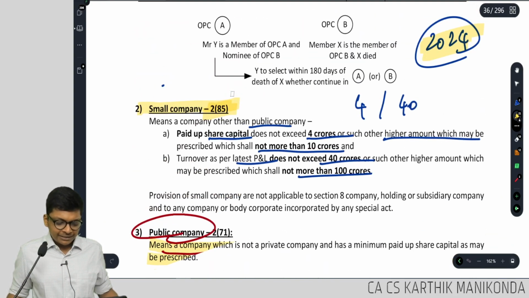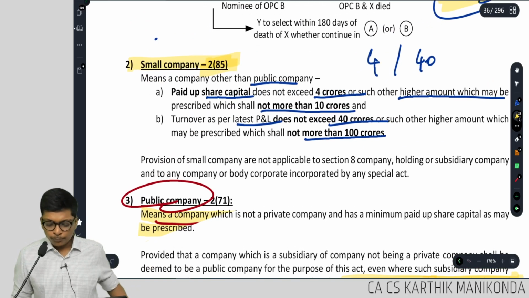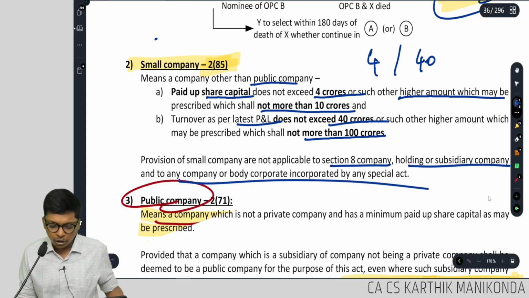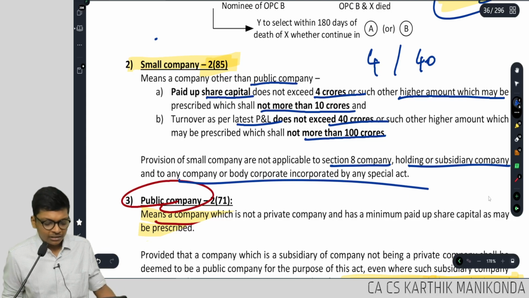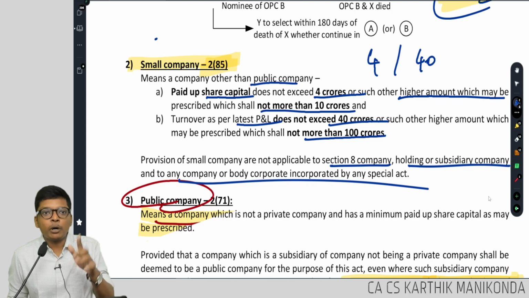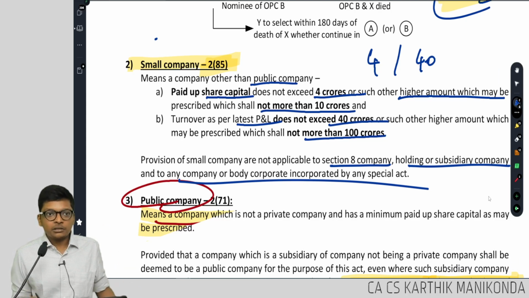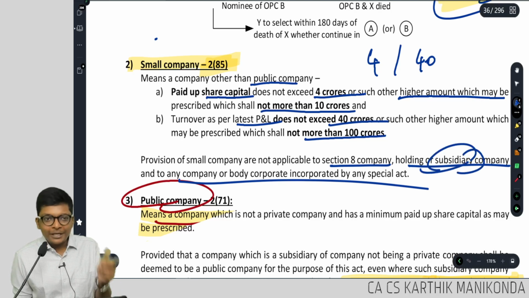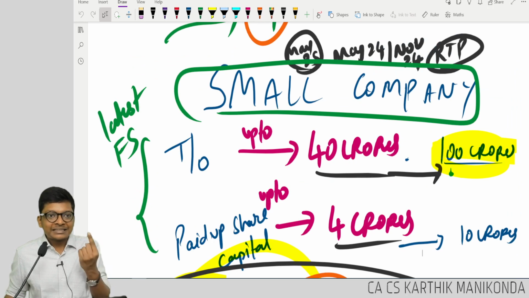Then this is small company. Now they are saying provisions of small company is not applicable to Section 8 company. I will come there and I teach you. Holding or subsidiary company or any other body corporate incorporated by a special act. That means LIC cannot be called a small company. RBI cannot be called a small company. And small company cannot be holding or subsidiary. That means what? It should be a standalone company.